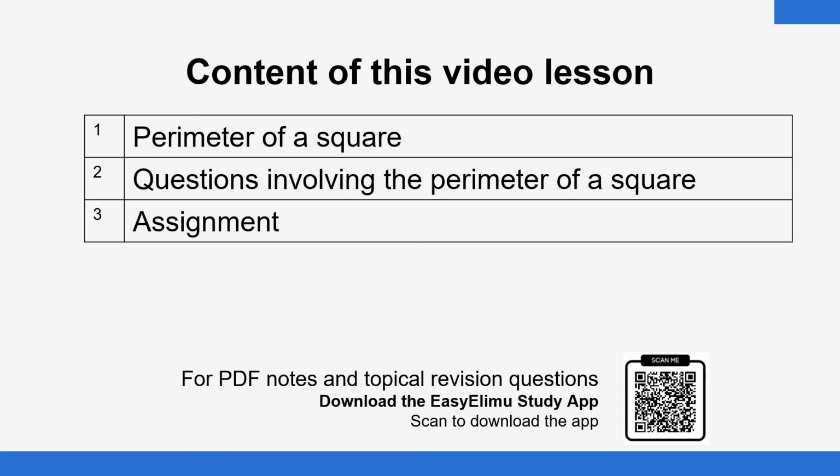So we have a few questions involving the perimeter of a square that will help us with illustrations on how we find the perimeter of a square. And then, of course, at the end of the lesson, we'll be having some assignment just to help you gauge your understanding of the concept as discussed during this lesson.